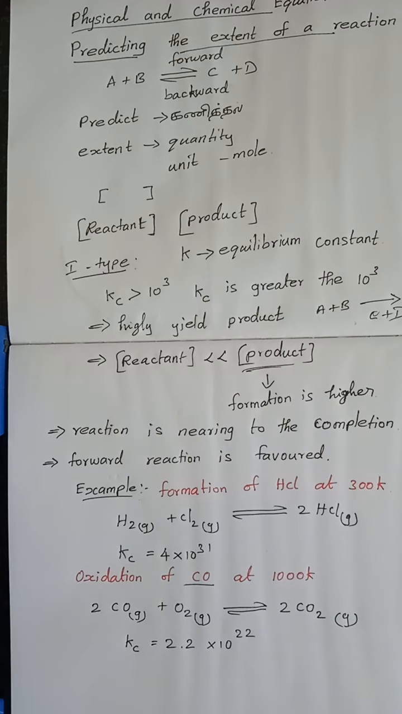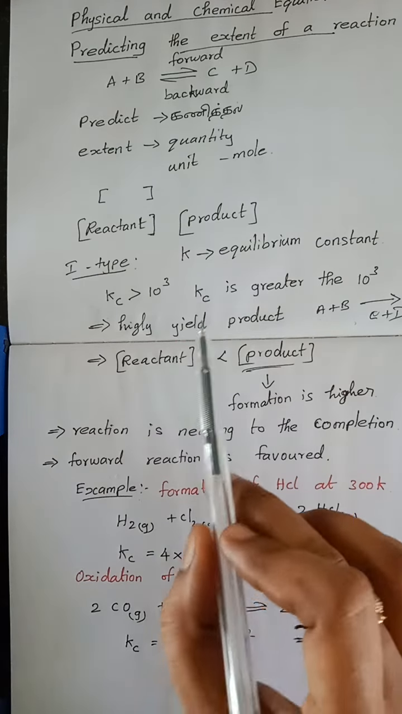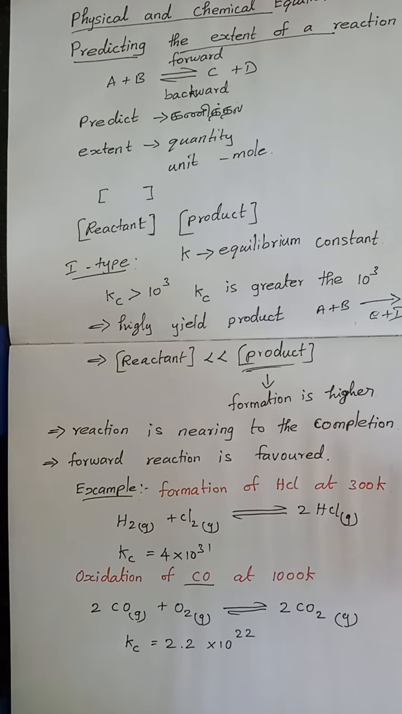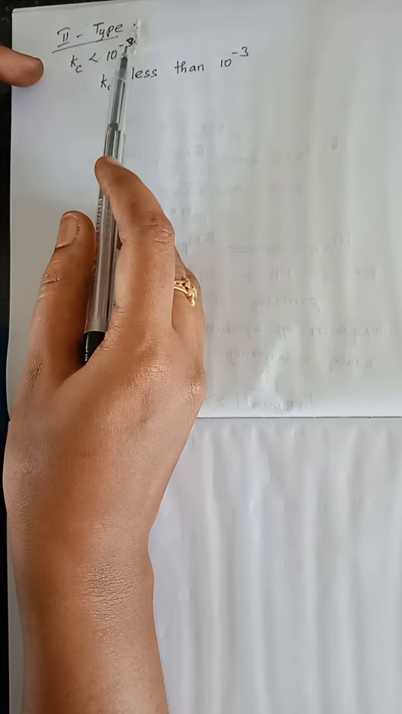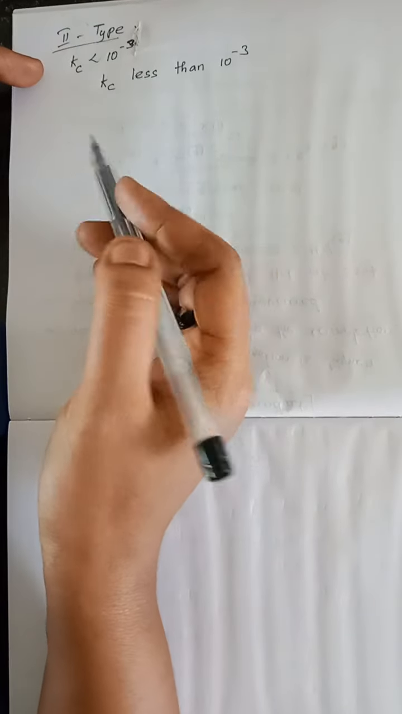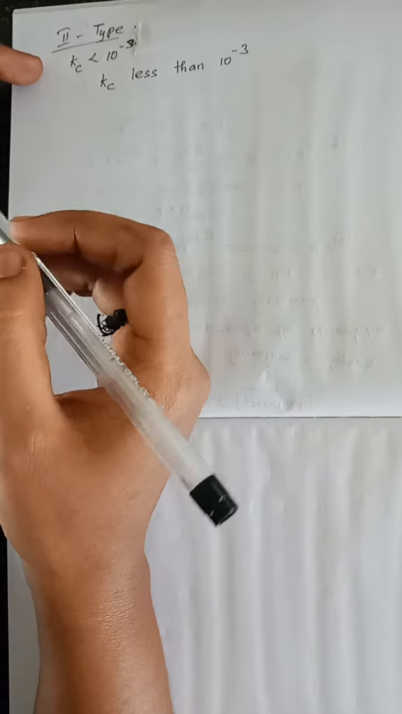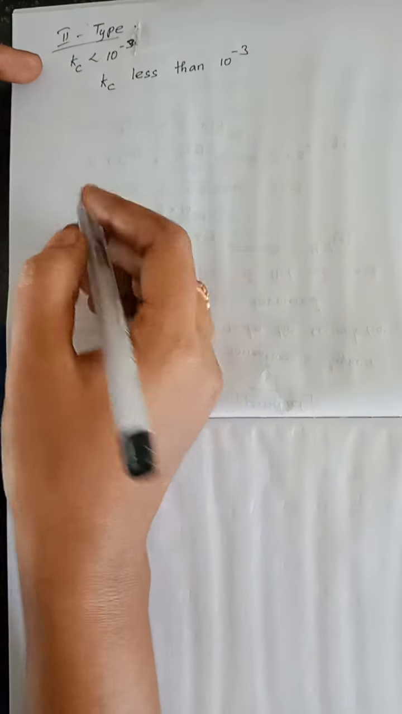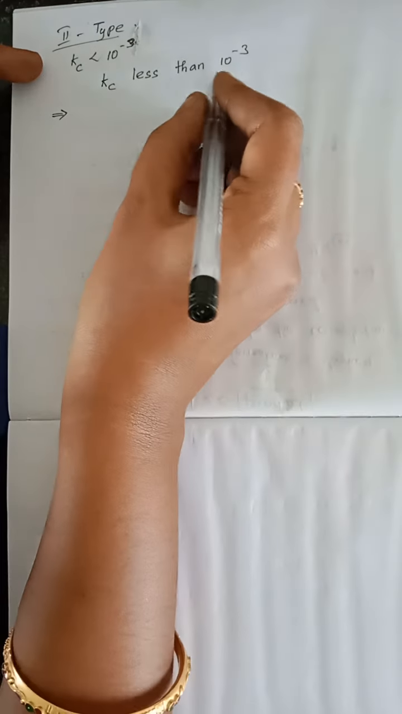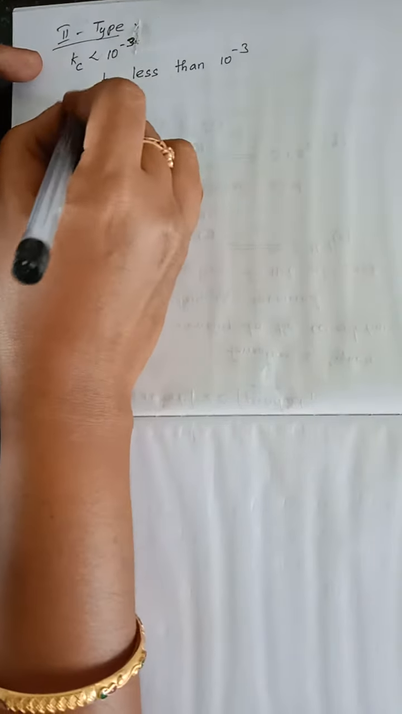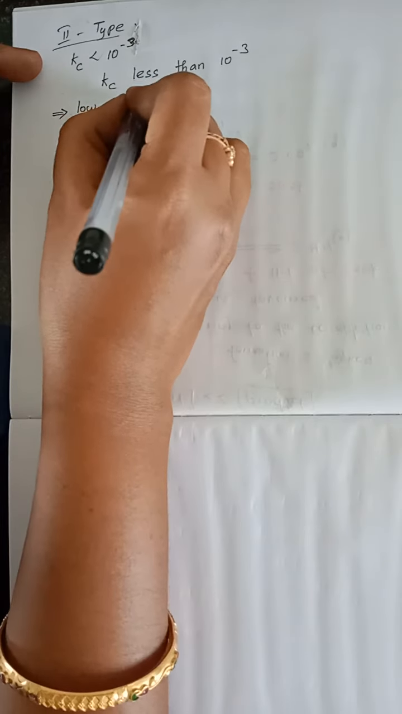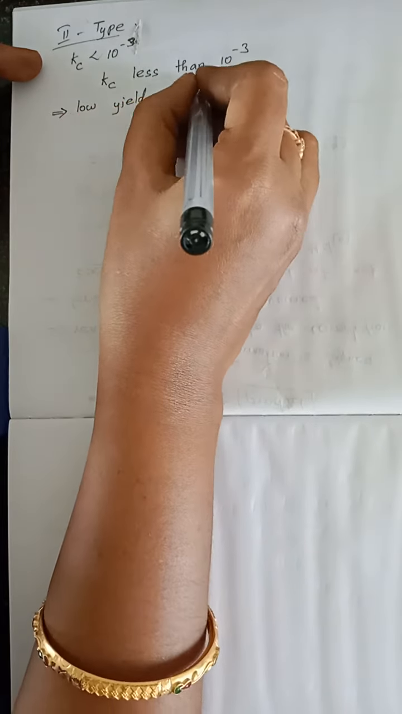Okay children, so this is the first case. Then the second case. In the first case Kc is greater than 10 to the power of 3. In the second case Kc is less than 10 to the power minus 3. Greater than 10 to the power 3 means high yield of product. In this case, less than 10 to the power minus 3 means low yield of product.